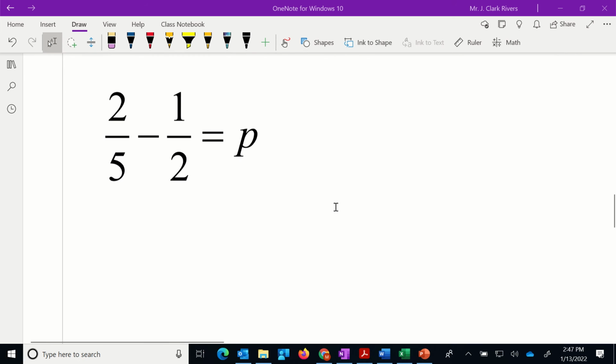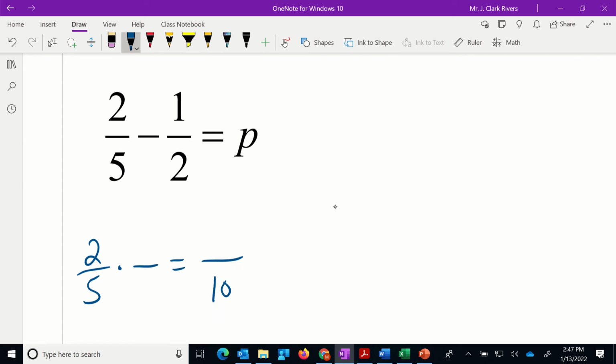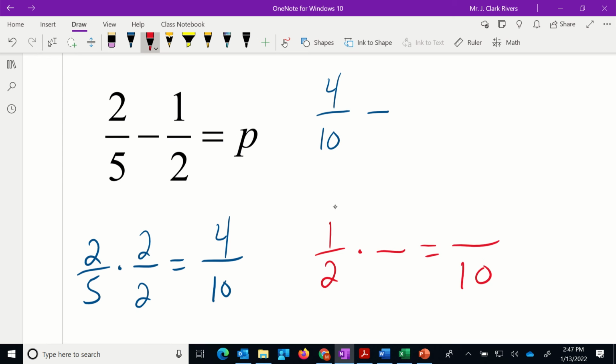Sarah Kate? 10, right? So let's take 2/5, multiply it by something so that we have a denominator of 10. What do we have to multiply 5 by to turn it into a 10? 2, right? What has to go in the numerator? 2. What's 2 times 2? 4. So that becomes 4/10 minus, let's do 1/2 now. 1/2, we're going to multiply it by something so that we have a denominator of 10. 2 times what is 10? 5. What goes in the numerator? 5. 1 times 5 is 5.